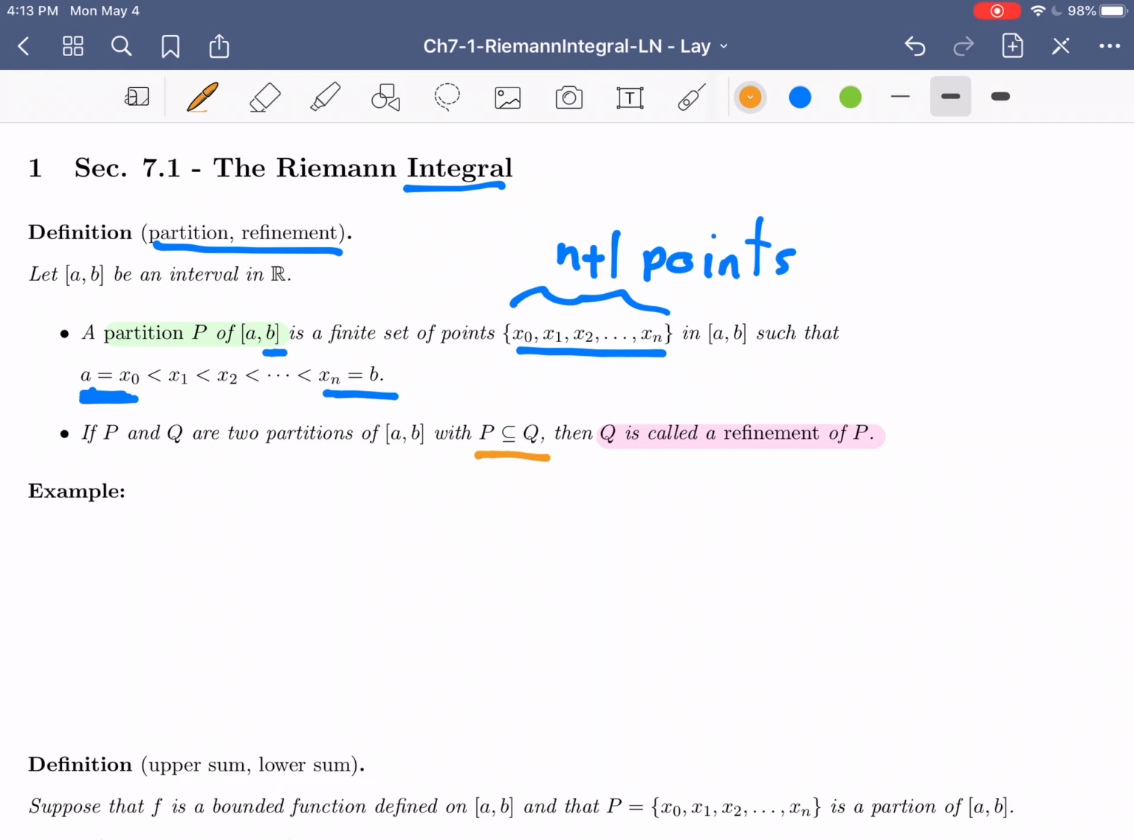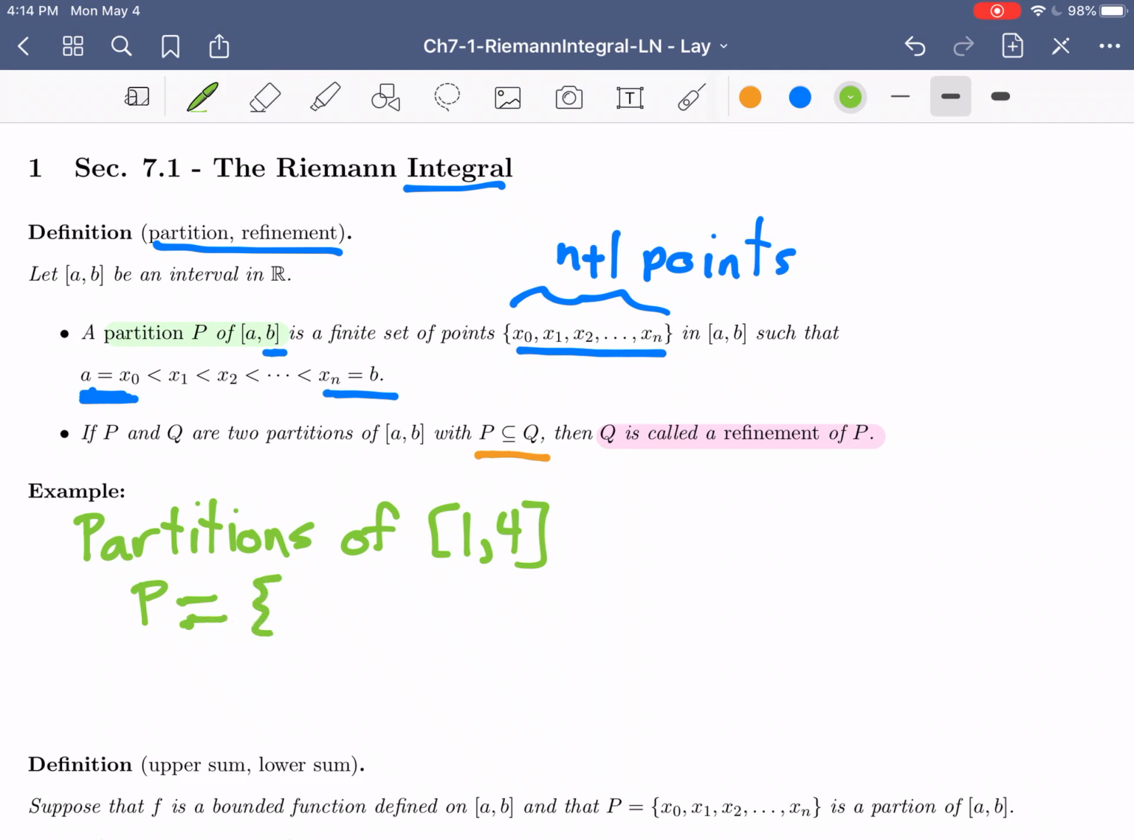All right, so let's look at a quick, simple example. Let's say that we are considering some partitions of, let's say, a closed interval from 1 to 4. And so one partition that you might have is P is equal to the set 1, 2, 3, 4. That is a partition of that set. Notice that our first value here and the final value here, they match up with those two values.